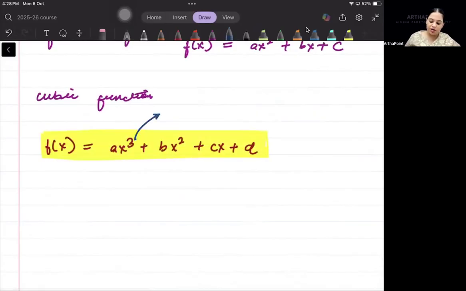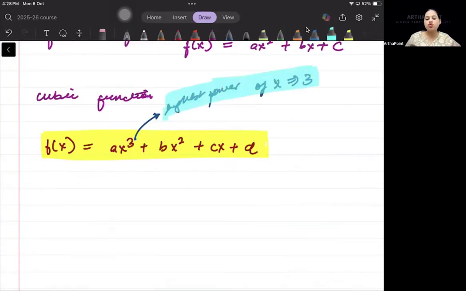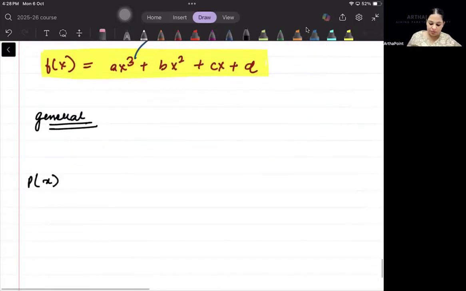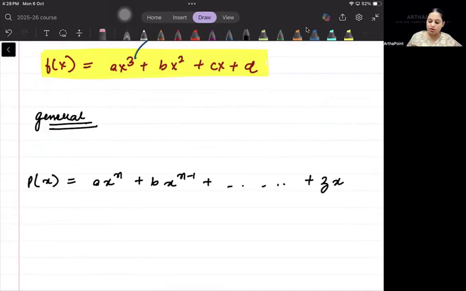You will notice that the highest power of x is 3. So when the highest power is 3, we call it a cubic function. In general, any polynomial function p(x) can be written as ax to the power n plus bx to the power n minus 1, and so on, till some constant times x to the power 1, plus another constant, which we can write as a naught.